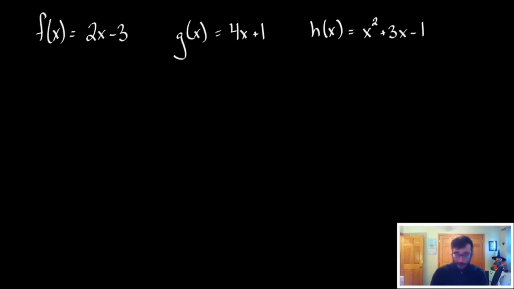So I have three functions up here. I have f of x, I have g of x, and I have h of x. And each of them are either like a linear or a quadratic. It could be really anything. We can do this with any type of function, okay?